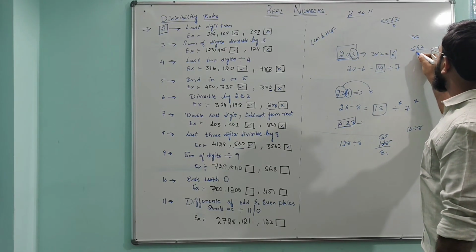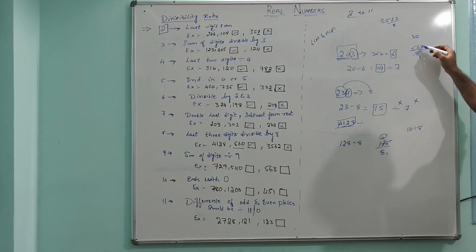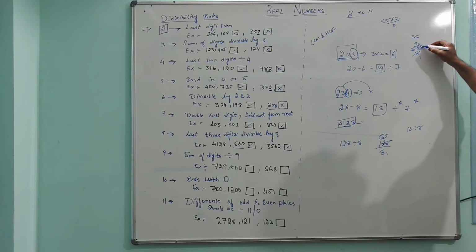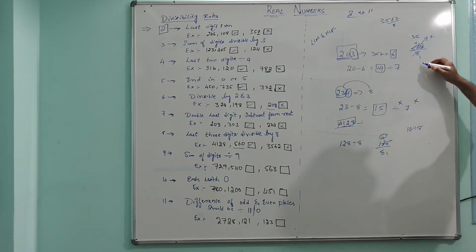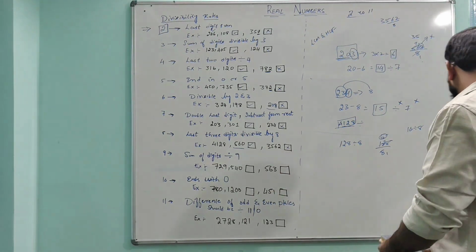562 divided by 8. 8 fives are 40, 8 sixes are 48, 8 sevens are 56, 8 eights are 64. How much is remaining? 4. But 42 is not divisible. Hence, I can tell that the whole number is not divisible by 8. Clear? See, next we'll come to 9, 10, then we'll go to 11.